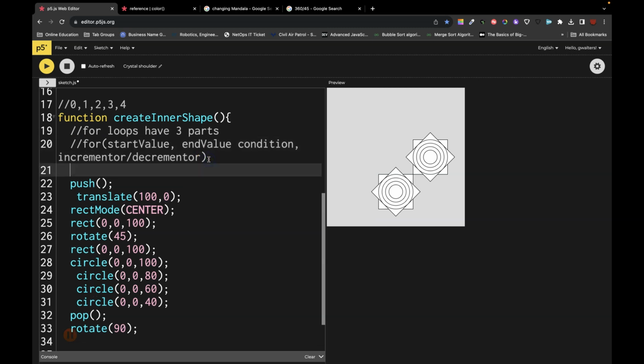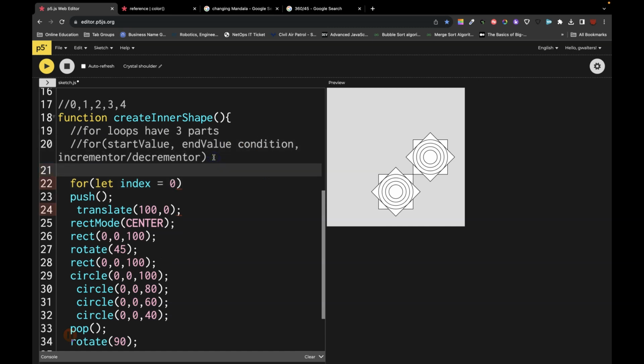So let's build it. I'm going to say for. Now our start value always is going to be some variable because it's going to be changing, but because we're building this inside this code block, it's only going to exist inside of here, but we could use it as a value to calculate other things. So I'm going to just call it index. Traditionally, you would normally see this as i. I'm going to start it at 0. Normally when we count in computer code, we start at 0, so it'd be 0, 1, 2, 3, 4.